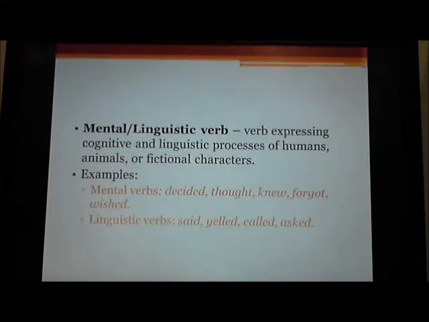Alright, mental and linguistic verbs. These are verbs expressing cognitive and linguistic processes of humans, animals, or fictional characters. So examples for mental verbs are decided, thought, knew, forgot, wished. These are things that are mental, in your brain. And then linguistic verbs: said, yelled, called, asked, things that you produce linguistically.